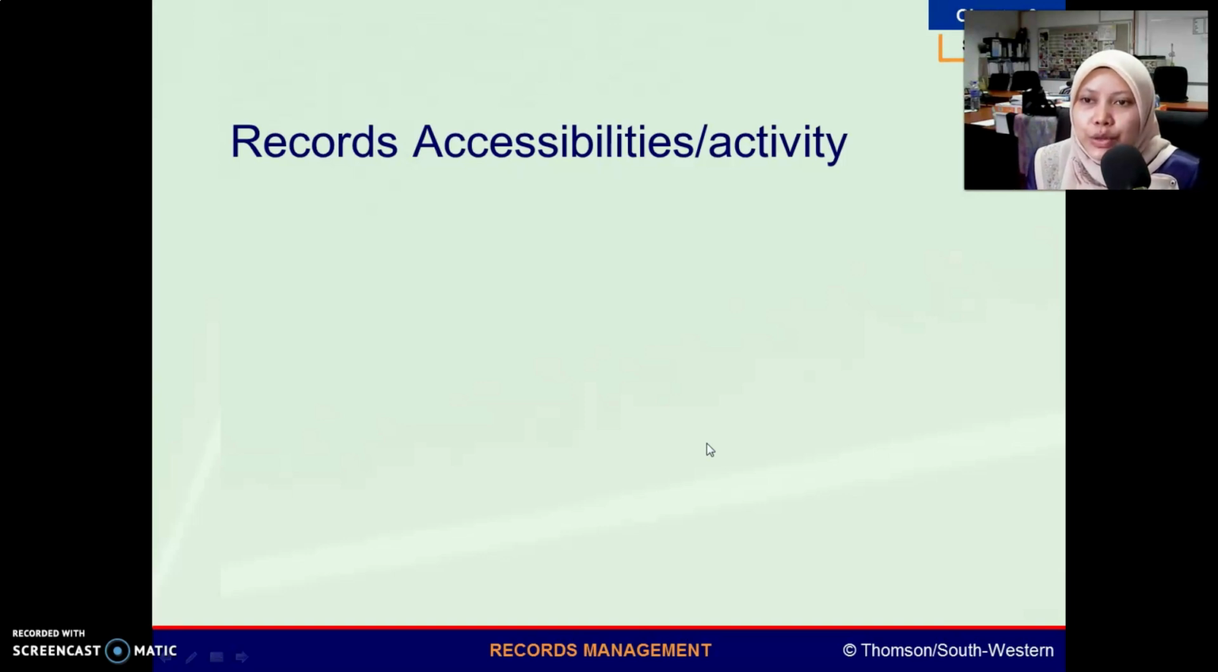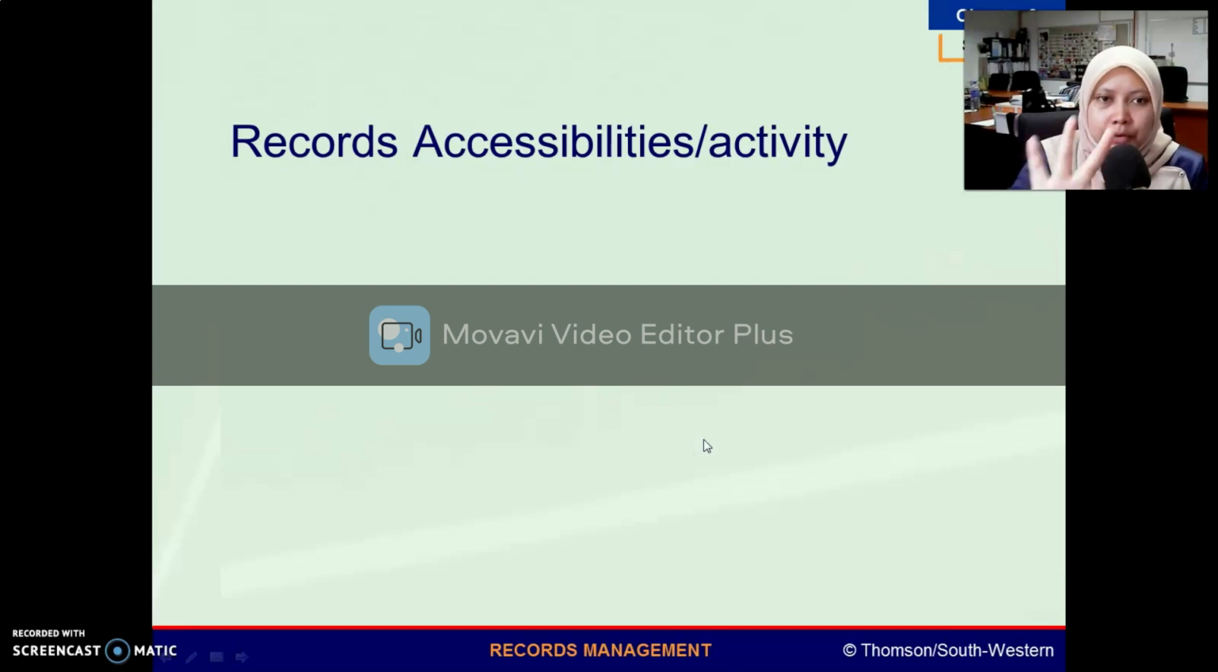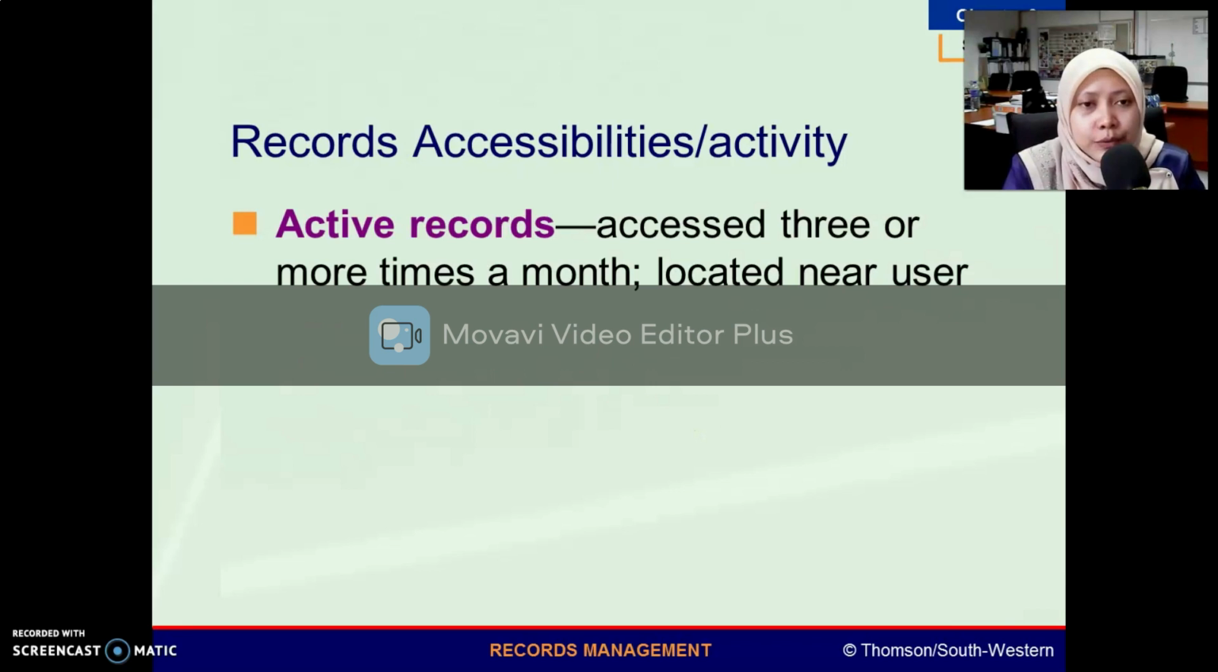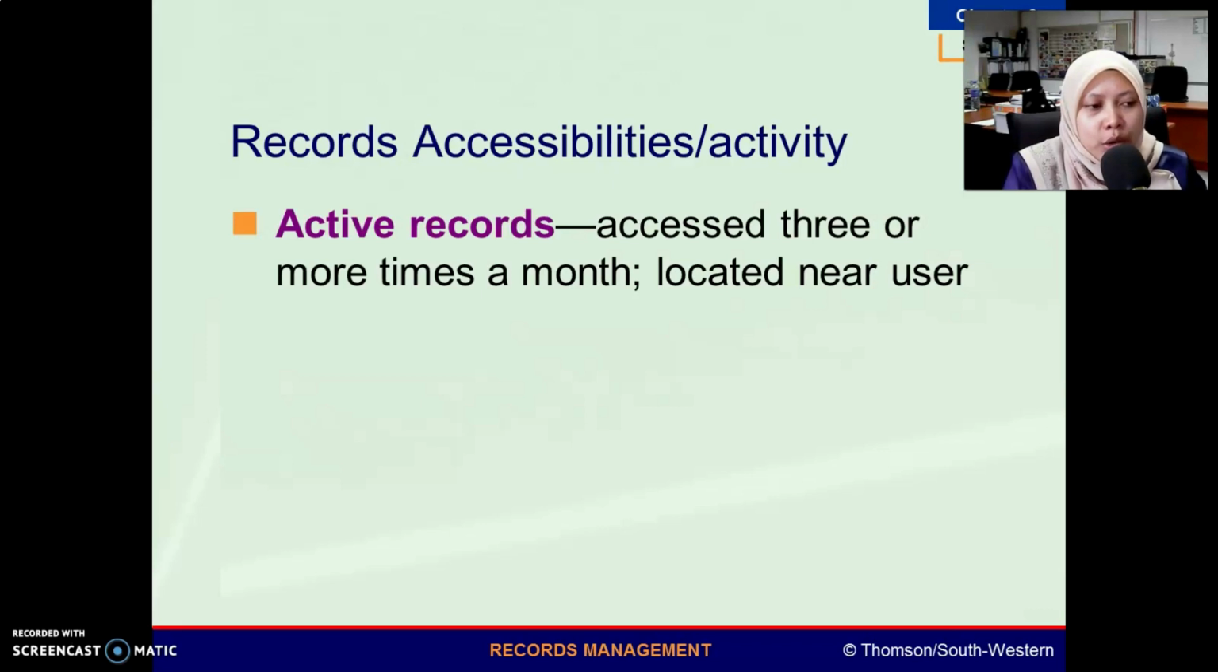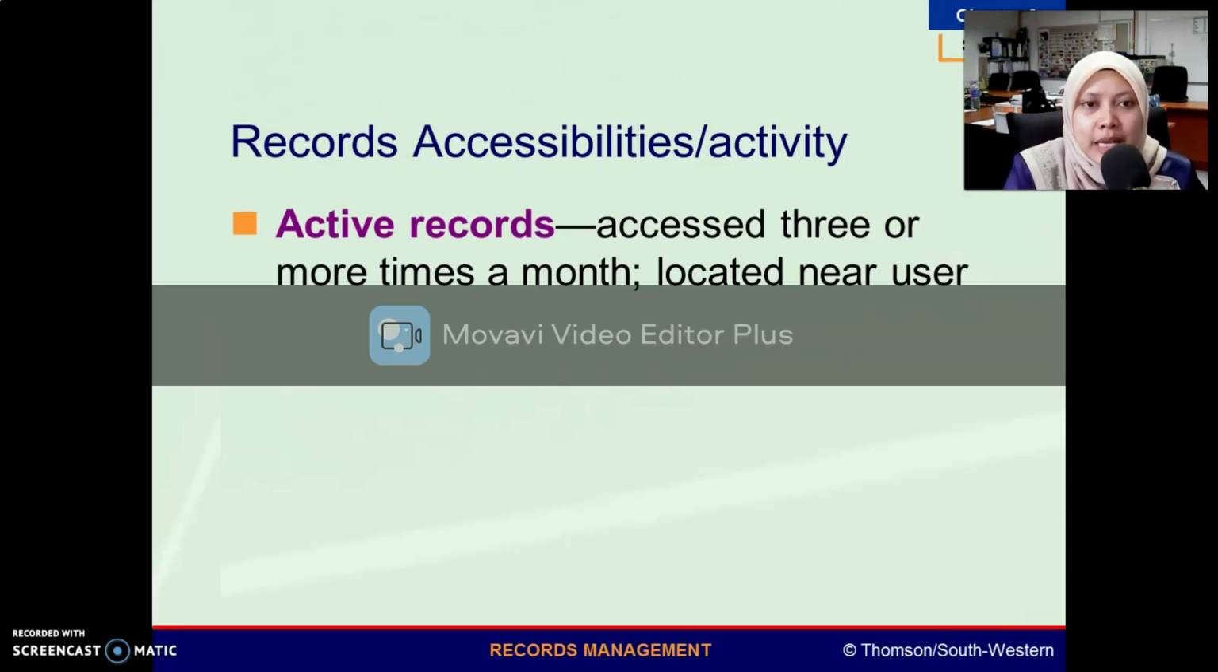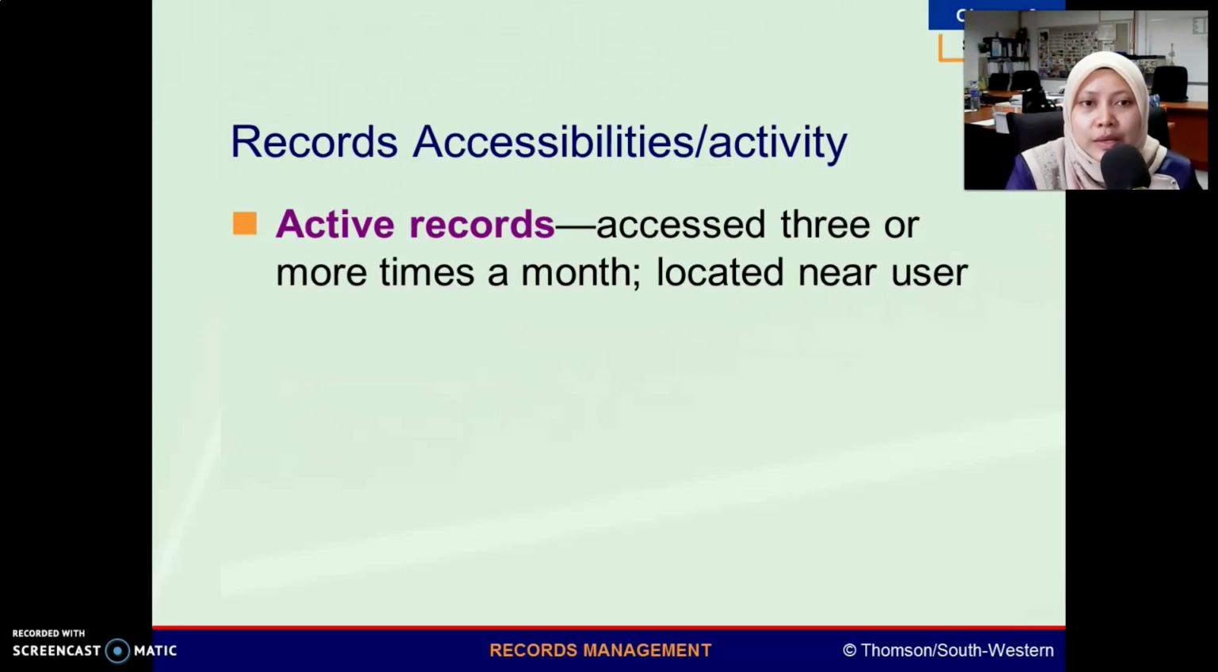Okay, we will continue with the record accessibilities, or what we call record activity. Like I mentioned in the previous video, we have three phases in record accessibility or record activities. It should begin with the active records. When we talk about active records, we access the record either 3 or more times in a month, and because the accessibility is very high, we need to keep the record near to the user, for example, in our current workstation.